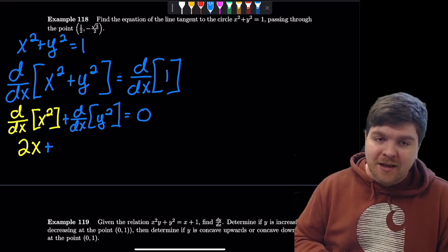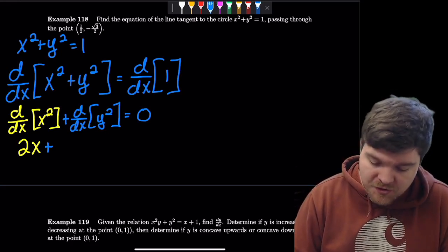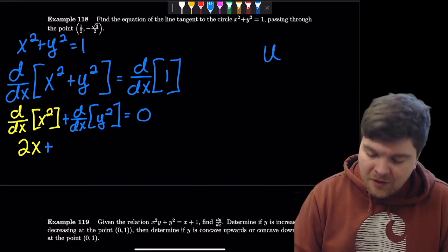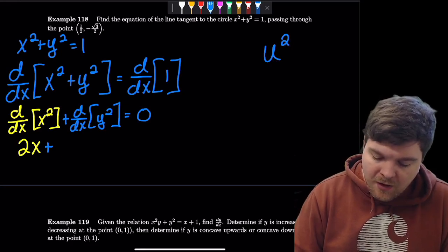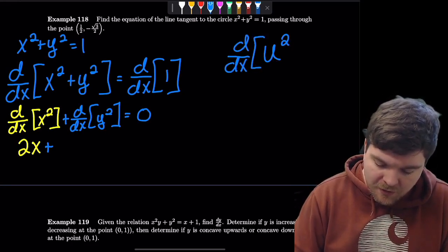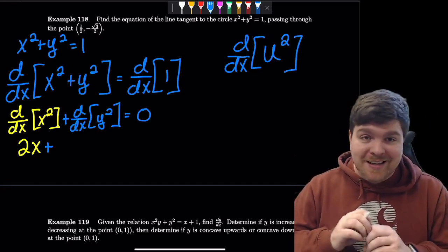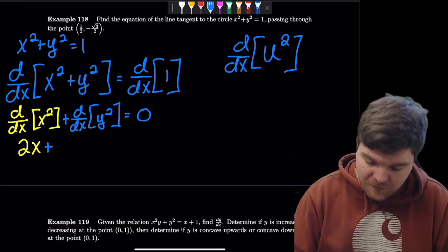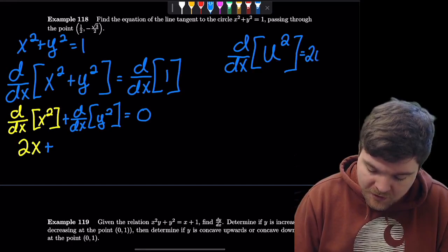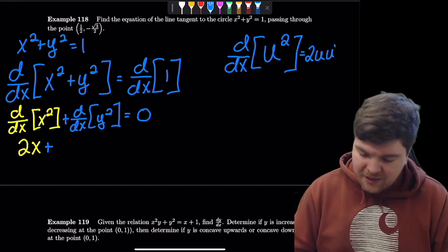So what this is saying is I have some function, maybe I'll just pretend I have a function u, and what's happening to that function u is it's being squared. We want to take the derivative of this function u squared with respect to x. Well, this is exactly the chain rule. So when we take this derivative, this is going to be 2 times u prime, or du dx.